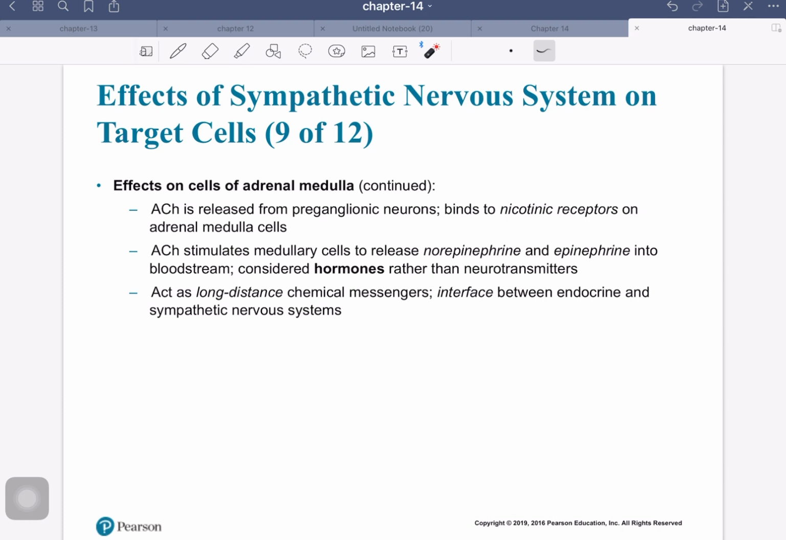The other thing to know about the adrenal medulla, this is one of those places in the body where the nervous system and the endocrine system are kind of fused together. This is where they meet. This is their interface between the endocrine and the sympathetic nervous system. So in this case, we end up with a release of norepinephrine and epinephrine into the bloodstream, and they act as hormones. And of course, once you enter the bloodstream, you can travel all over the body. So, you act as long-distance chemical messengers.